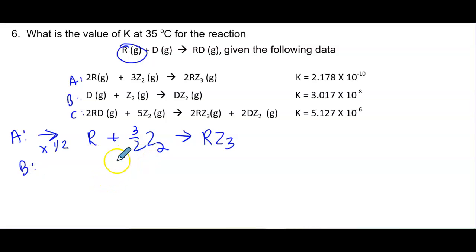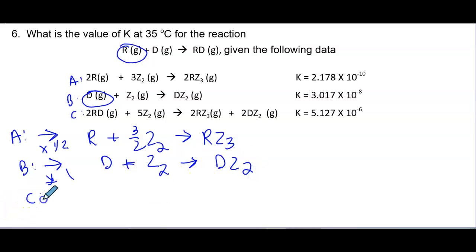So for B, what in B do I see that's unique to this is probably my D. So I need D to be in my unknown a reactant, and it is in B, so I'll keep it forward. I have one and need one, so I'll multiply through by 1. So D plus Z2 goes to DZ2, and then C.